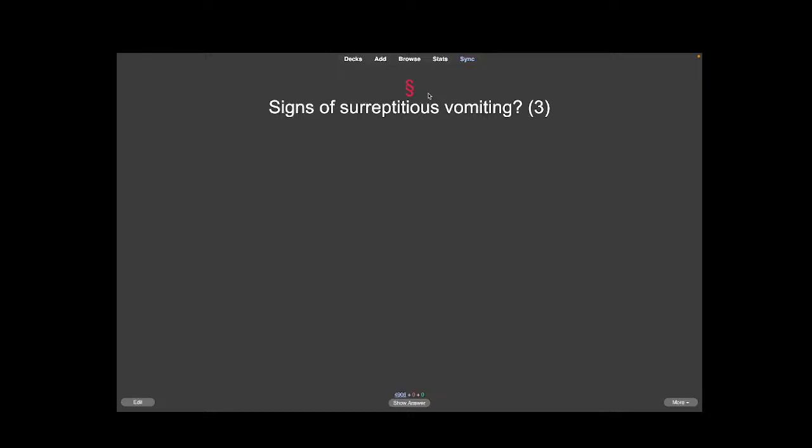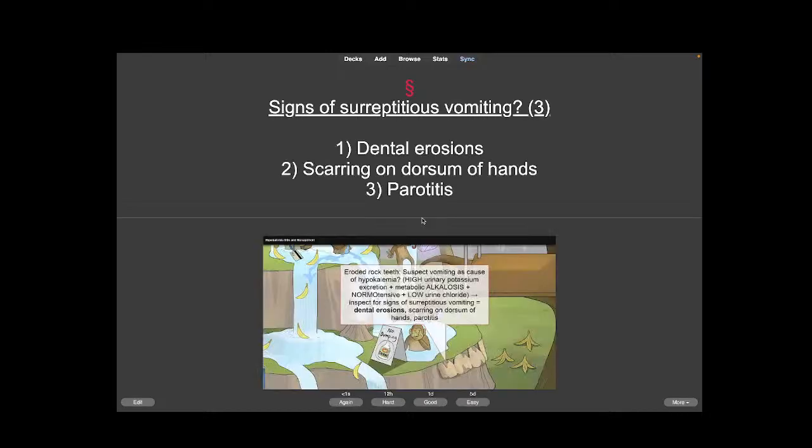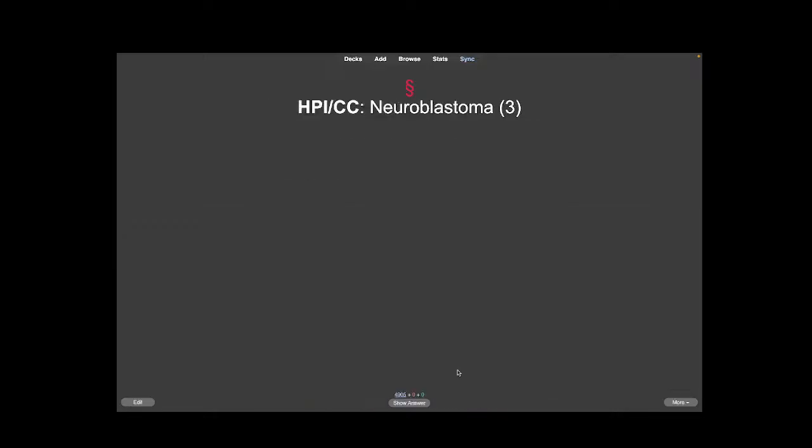Signs of surreptitious vomiting. What does that mean? Dental erosions. That's the best you got? Scarring on dorsal hands. What does that mean? Parotitis. What? What is this?